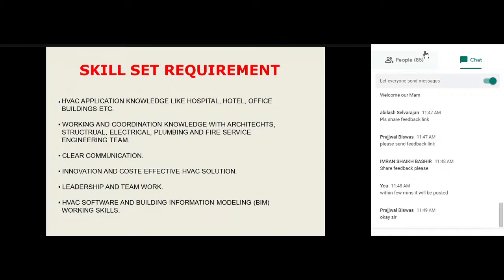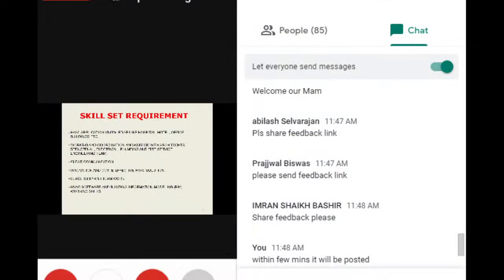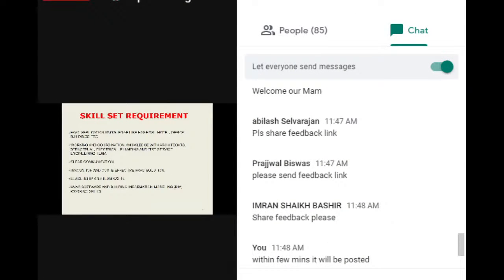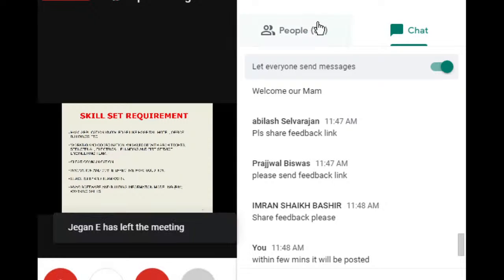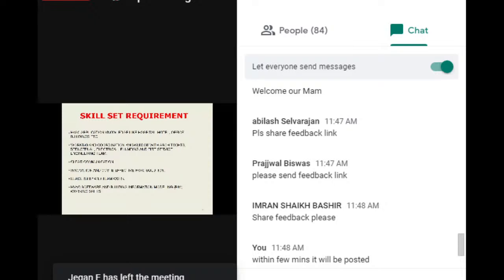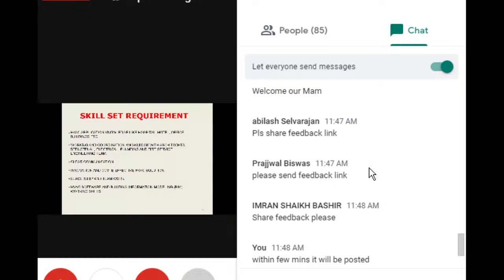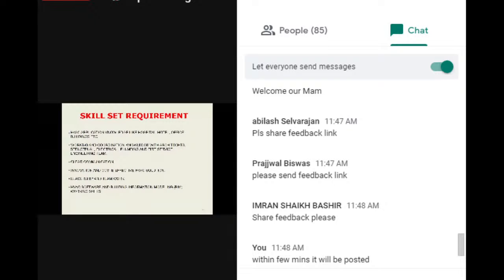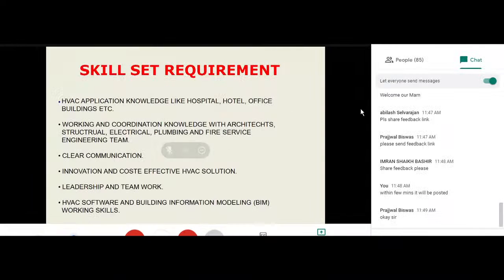Then coordination with the architects, structural engineers, and other discipline engineers. That is working knowledge, along with clear communication, which you can practice, either verbal or in writing. The communication should be very clear, because now it's very important as a soft skill. Then innovation and cost-effective HVAC solutions. For clients nowadays, cost matters and always drives the solutions, so you have to give an innovative solution as well as a cost-effective one. Leadership and teamwork.